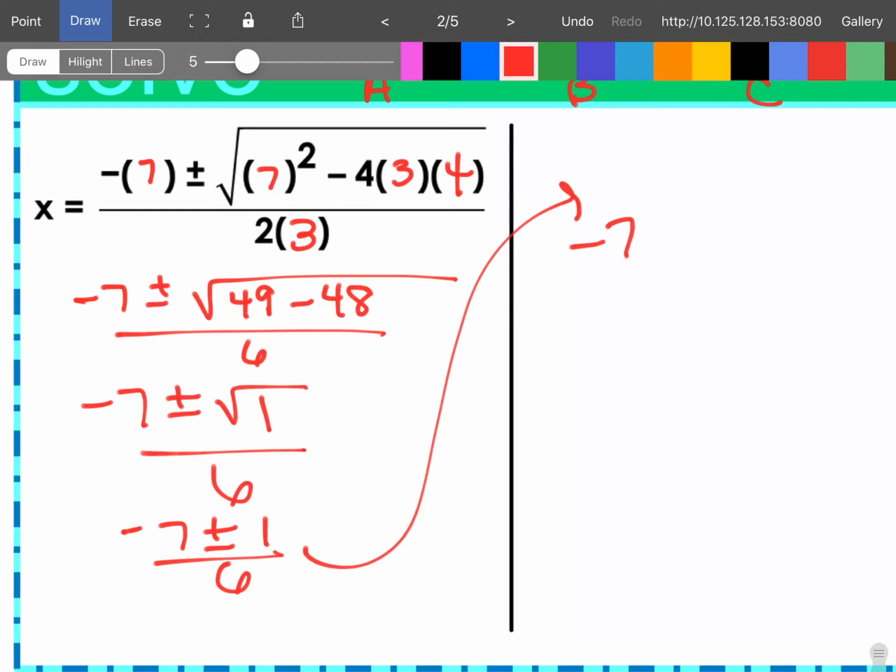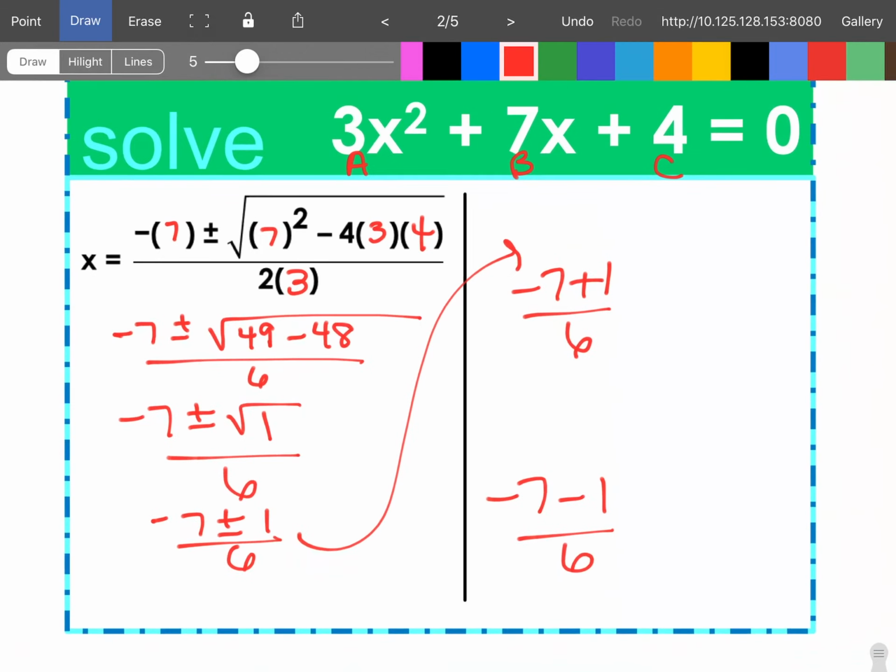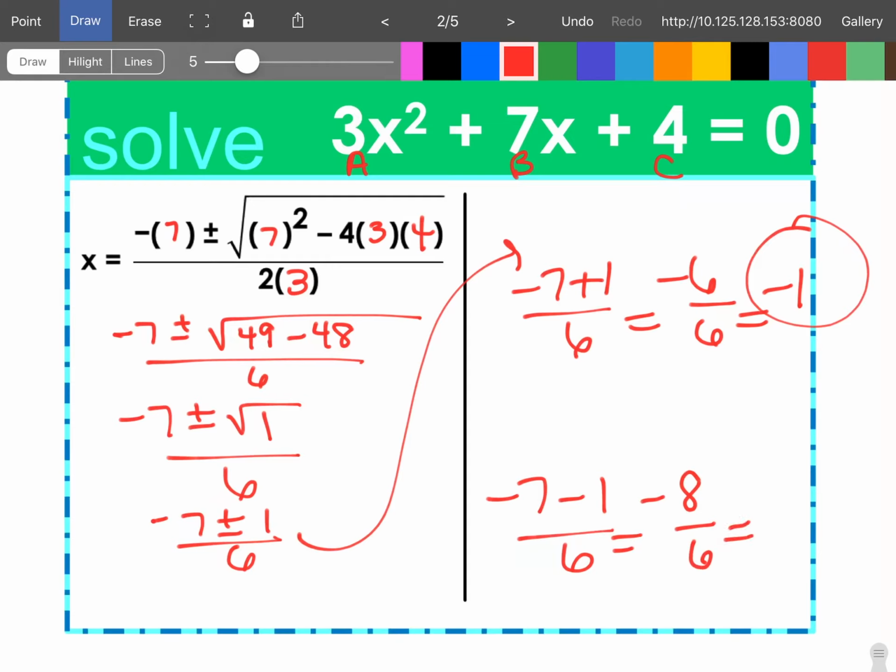Split this up into negative 7 plus 1 divided by 6 and negative 7 minus 1 divided by 6. We get negative 6 divided by 6, which is a negative 1. And negative 8 divided by 6, which is a repeating decimal, so I prefer you to leave it as a fraction. You technically could leave it as negative 8 over 6, or if you reduce it, negative 4 thirds, or write it as a mixed number, negative 1 and 1 third.